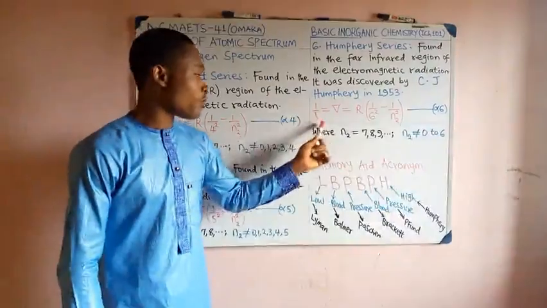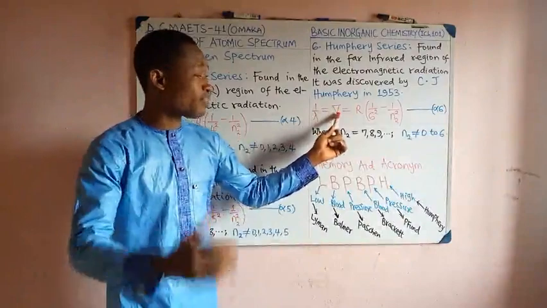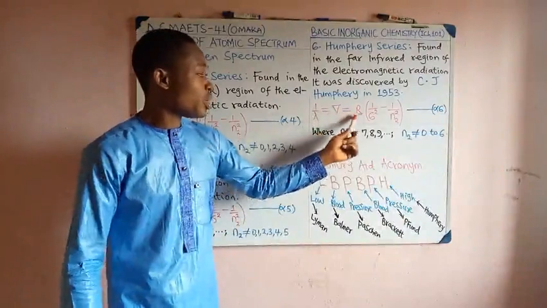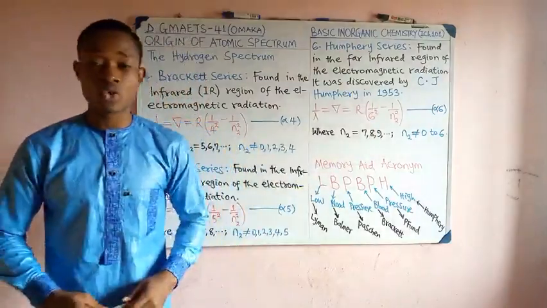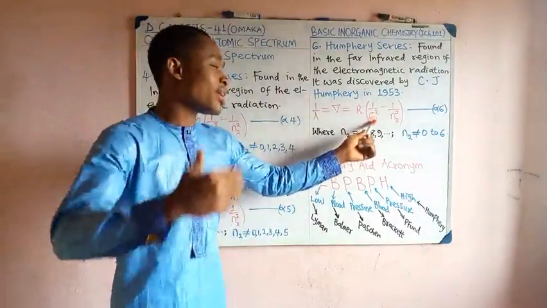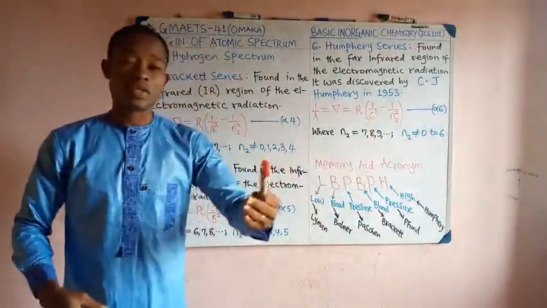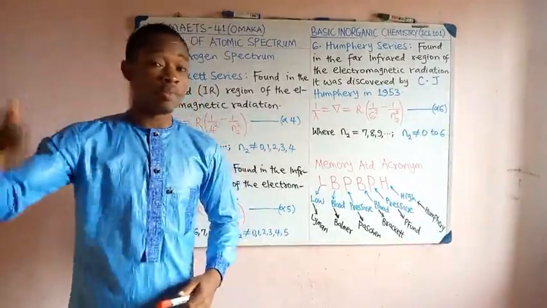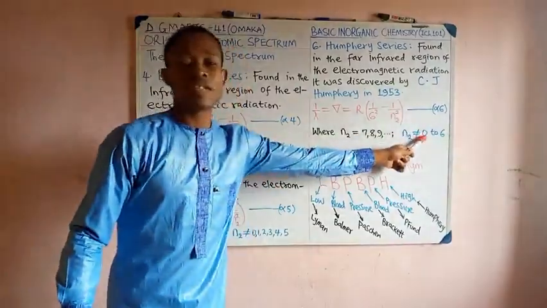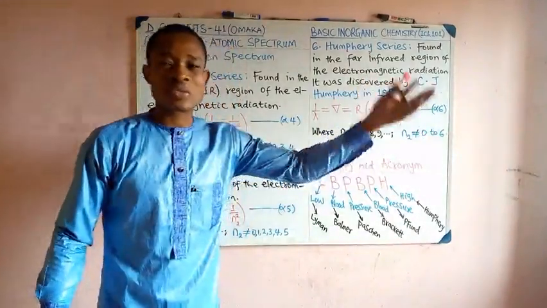It's giving us 1 over the wavelength, equal to the wave number of the series, equal to the Rydberg constant times open bracket 1 over 6 square minus 1 over N2 square. So you see that N1 in that case takes the value 6. It simply means that N2 will now assume values from 7 and above. N2 can never take the value from 0 to 6: 0, 1, 2, 3 down to 6.